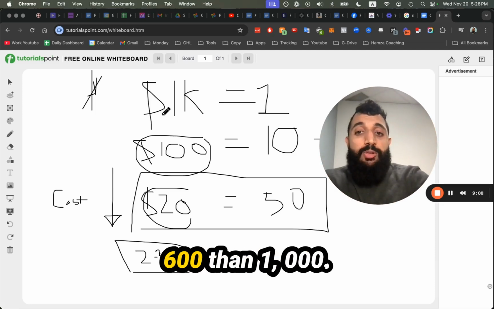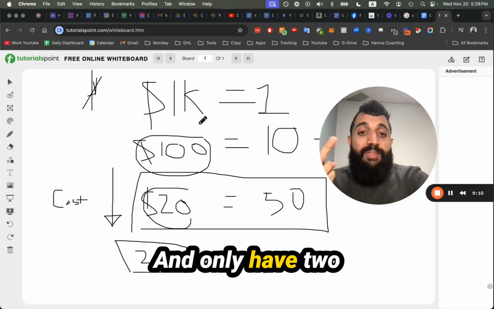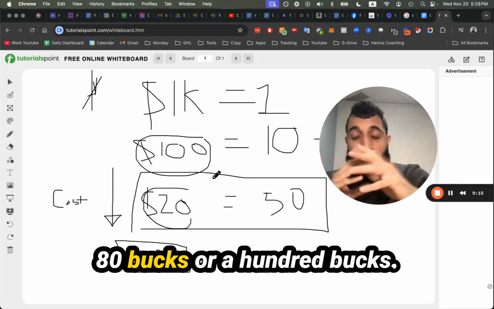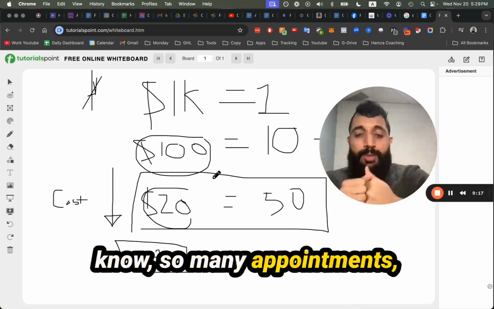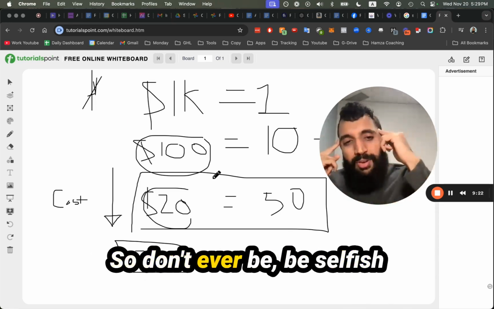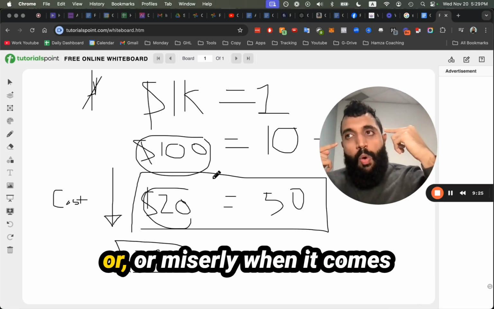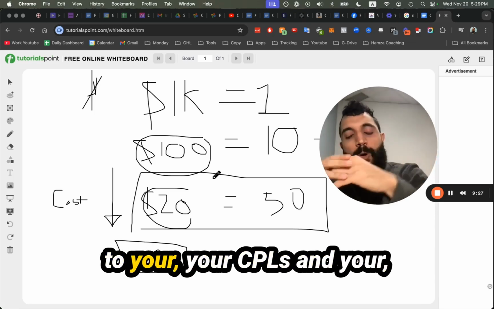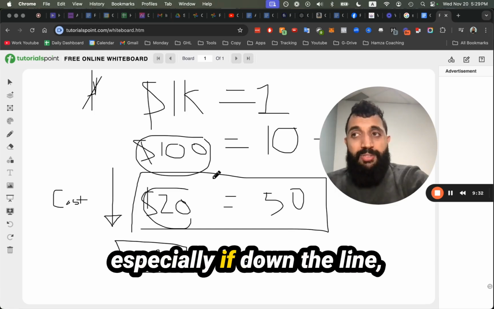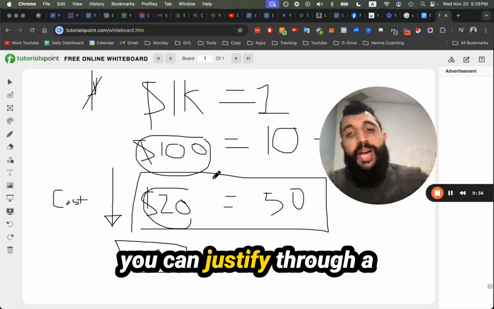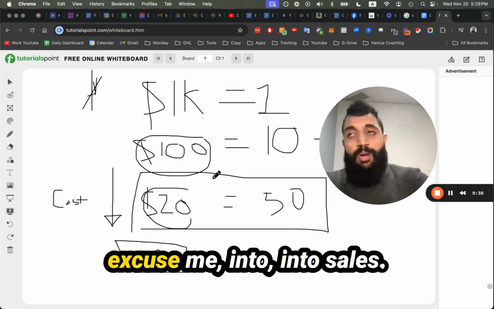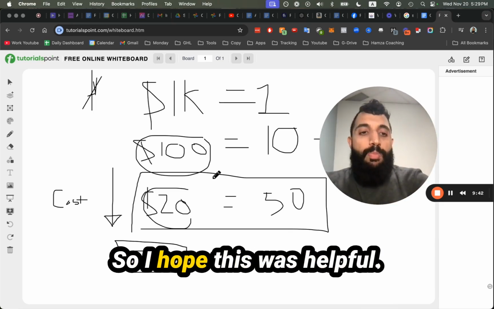I'd rather spend $600 than $1,000 and only have 2 appointments to deal with, versus generating all these appointments at like $80 or $100. And I'm like, yeah, I have so many appointments, but then I only close 1 in 10 and I've spent $1,000. So don't ever be selfish or miserly when it comes to your CPLs and your cost per appointment, especially if down the line you can justify through a good close rate that you will turn them into jobs, into sales. So I hope this was helpful.